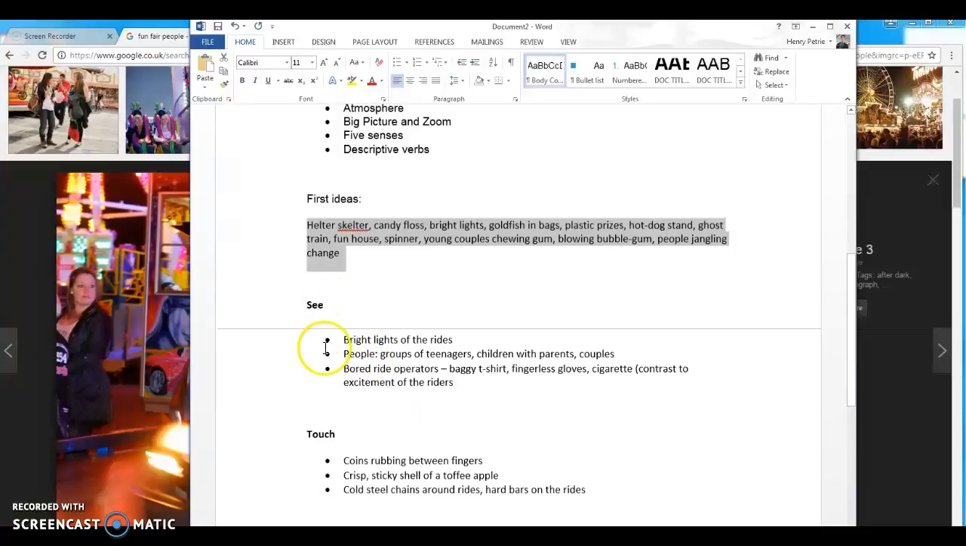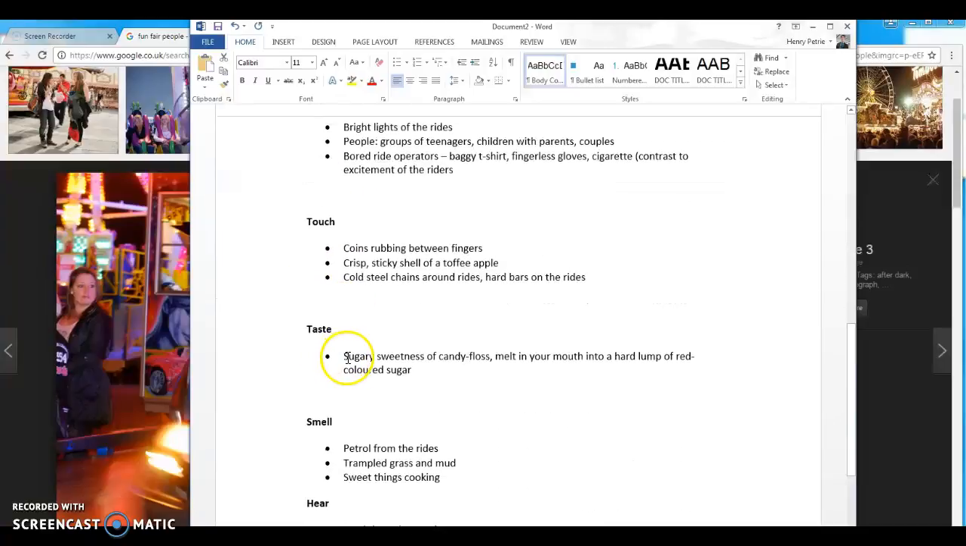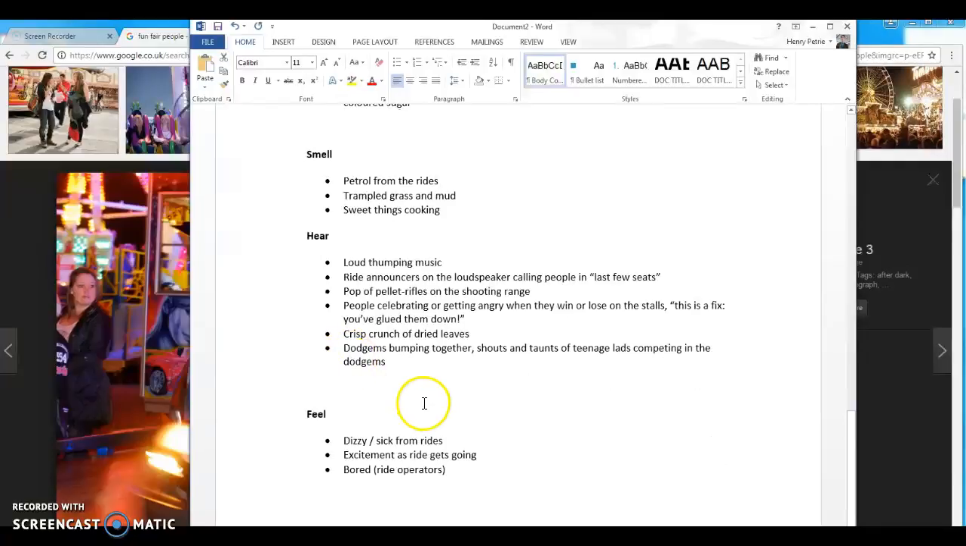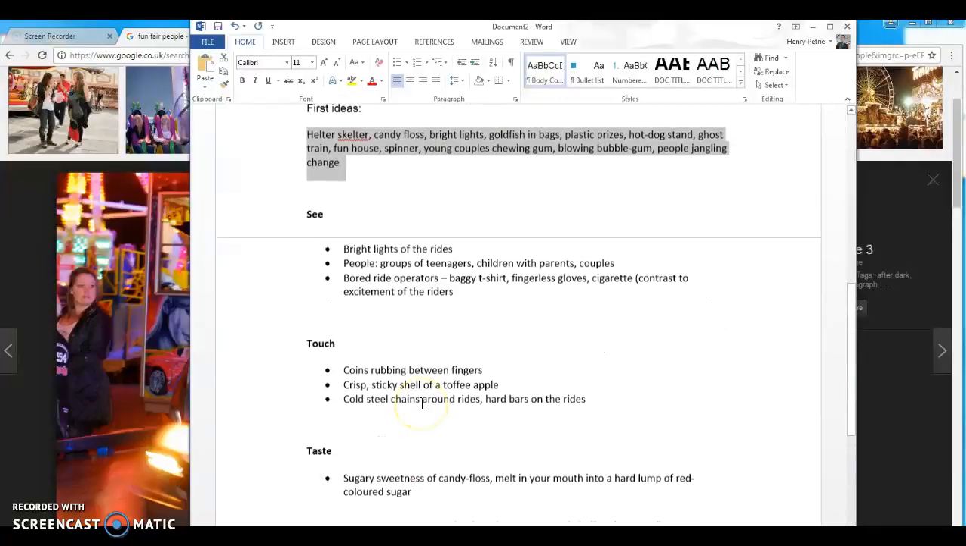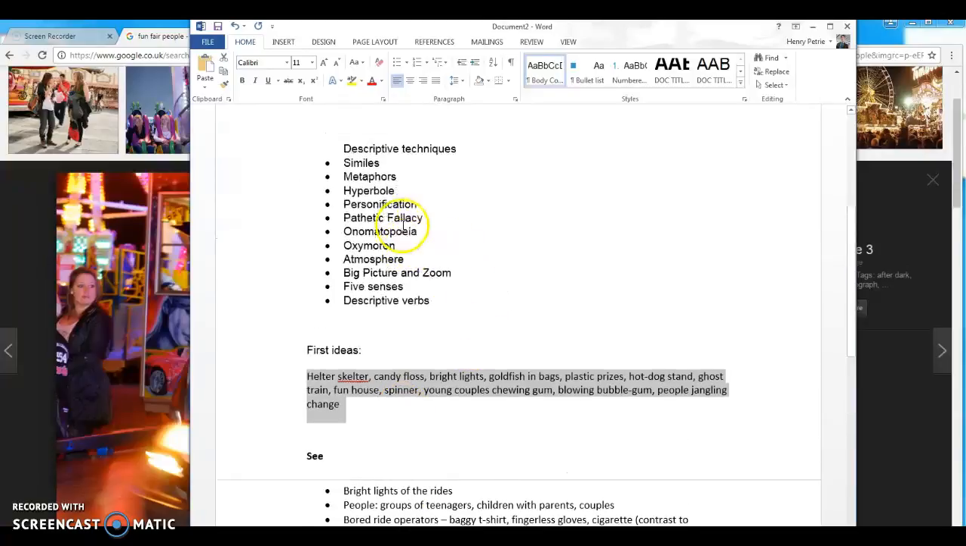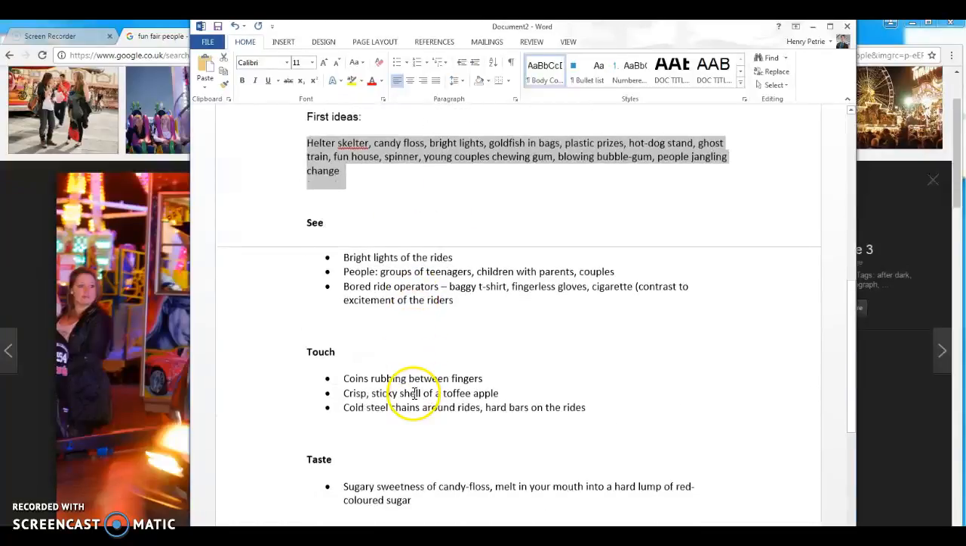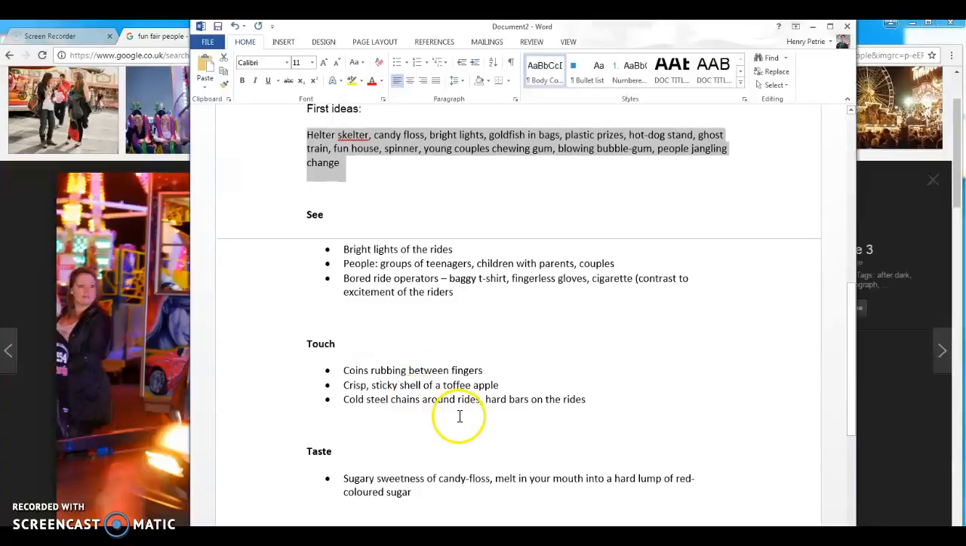Write the headings: see, touch, taste, smell, hear, and feel. That will encourage you to think about using not just what you can see, but all those different senses, which will help to draw your readers into your description. So now I've got those headings, I've started to fill those out. I haven't really thought about my techniques yet, but I'm just filling down some ideas that I can include in there, and then I'll start to form it into more of a structured plan.